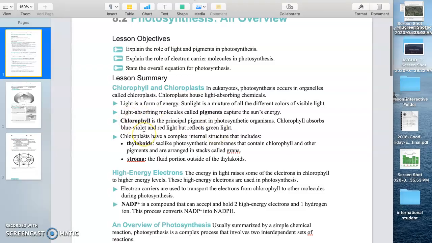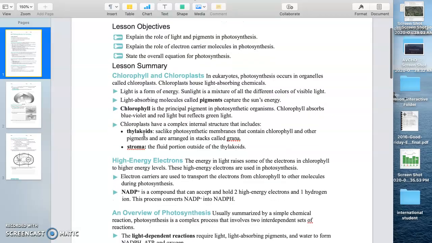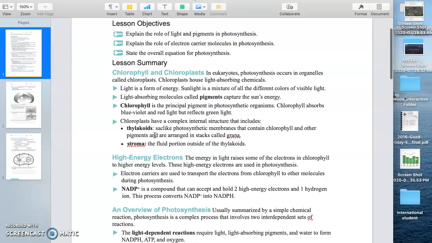This chlorophyll is organized. It's not just a soup of chlorophyll floating around inside the plant. It's organized in organelles called chloroplasts. And within the chloroplast, it's in these stacks of little discs called thylakoids.